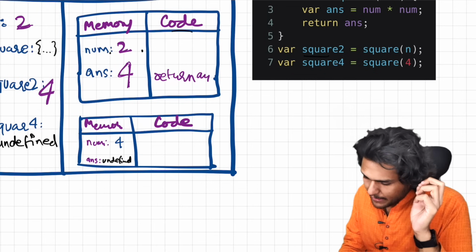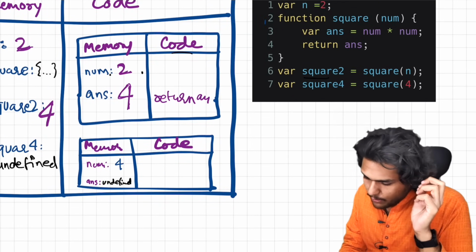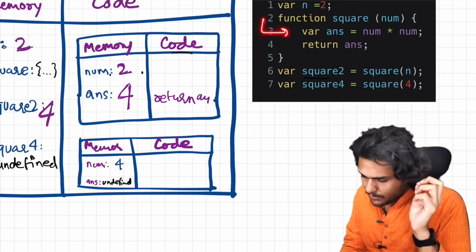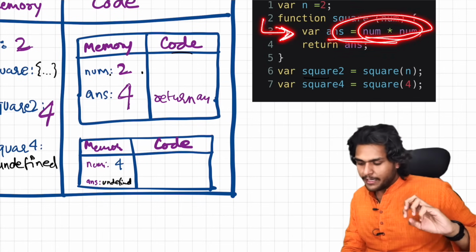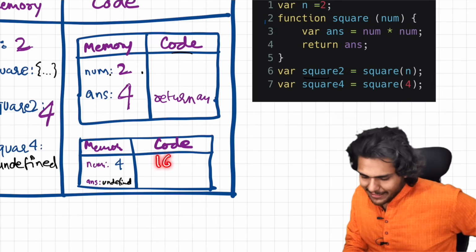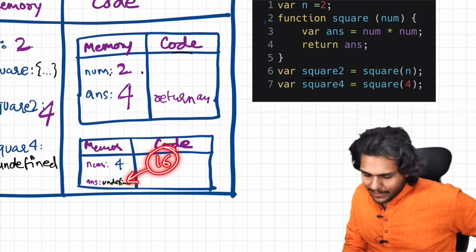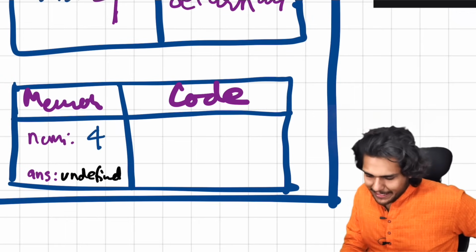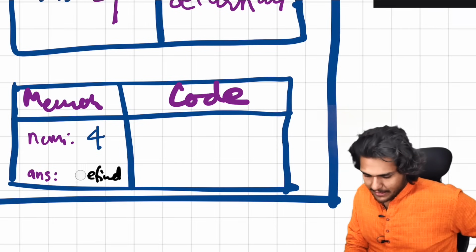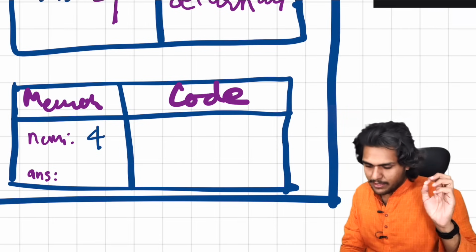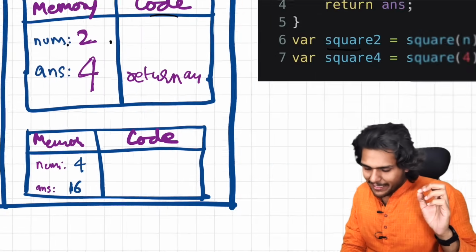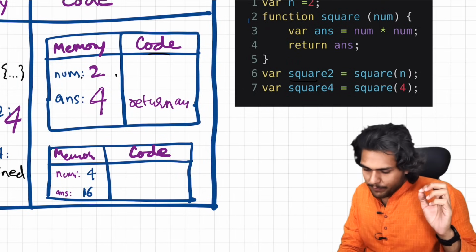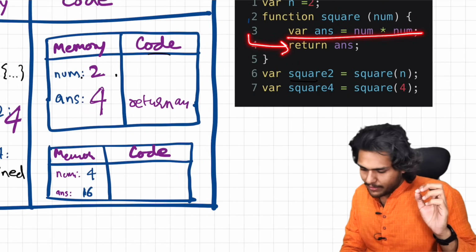And after that, it will go to line number 3. While invoking, it will execute num into num, which is 4 into 4, 16, and this 16 will now replace the undefined value inside ans, right? So we will now replace this with 16. Got it? So now it will store 16 and the control moves to line number 4 after 3 is done.